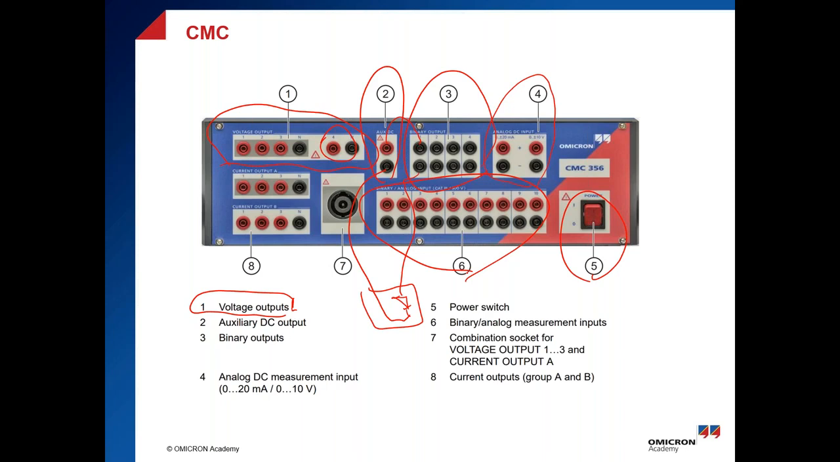The second point is pulse counting. It can count the pulses coming out from the transducer or digital energy meter, which for sure can be used for testing energy meters, which can produce pulses through the output contact to be connected to the binary input. The third function is voltage measurement. The fourth one is current measurement.